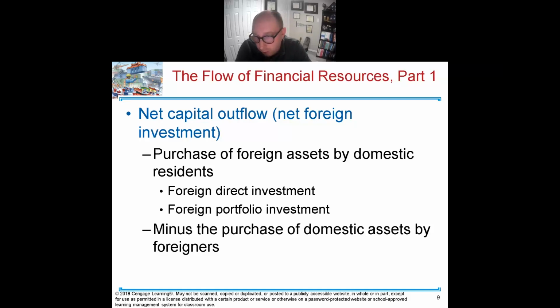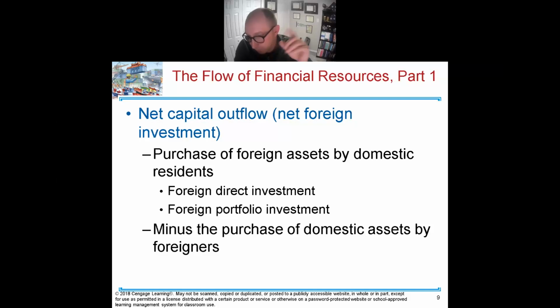Foreign portfolio investment is where individuals or companies purchase shares of stock or bonds in other countries. For example, if I want to purchase a share of Alibaba stock, which is a Chinese company, I can purchase that stock, and by me purchasing that stock, it is a form of foreign portfolio investment.